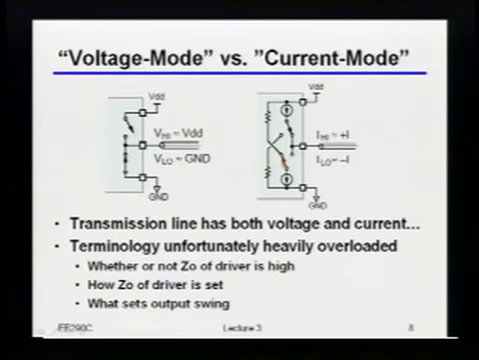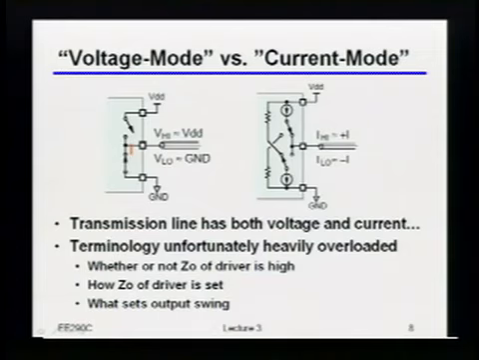Okay? So it kind of begs the question as to, well, what do you really mean by voltage mode versus current mode? Because maybe in terms of the circuits inside of here, I kind of understand what the difference is. But in this context of actually doing some signaling on a transmission line, it's not quite as obvious.